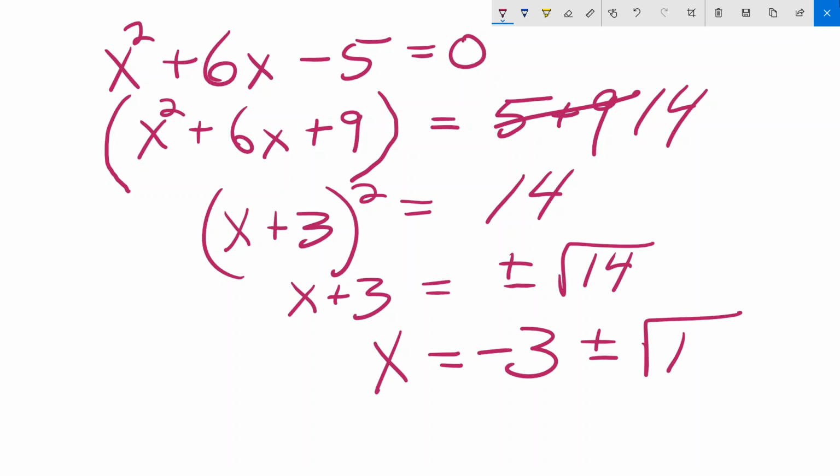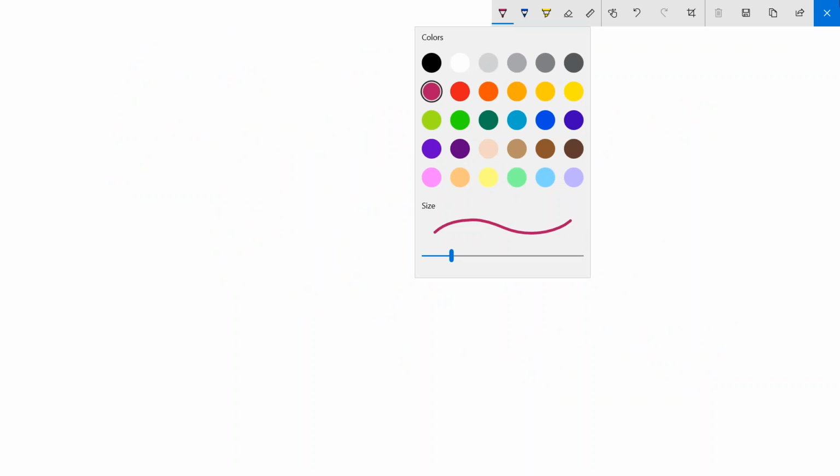And root 14 is simplified? Yes, it is. It can be root 7 times root 2, but there's no way to pull out a whole number. So you don't simplify it when that's the case. Okay, I think you've got that down. You have one that has a number greater than 1 as the coefficient of the x squared.